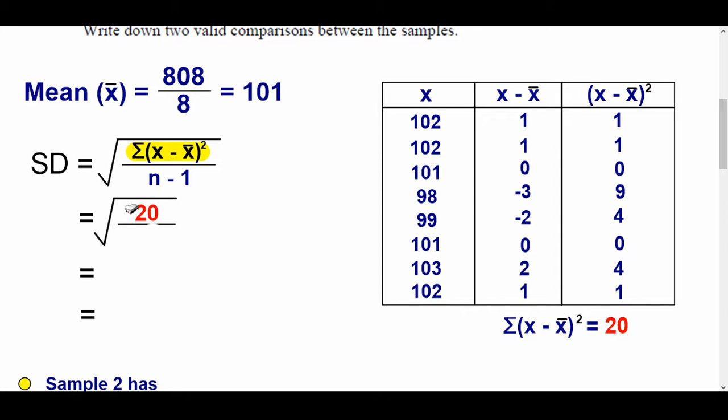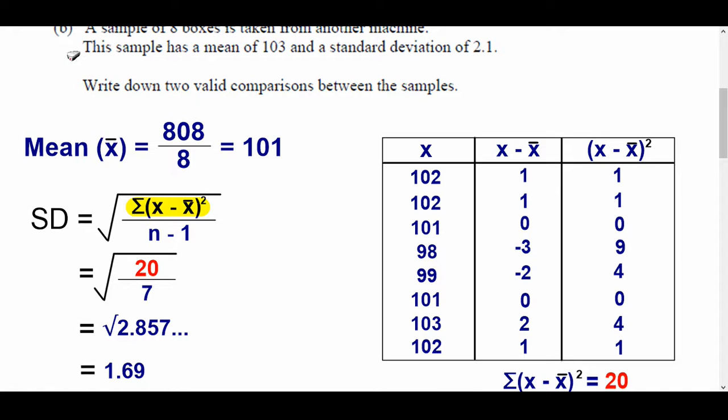So to get the standard deviation, we're doing the square root of 20 divided by how many numbers there are, take away 1. So there's 8 numbers here, you can see 1, 2, 3, 4, 5, 6, 7, 8. Take away 1 from that, you get 7. Do that calculation first. 20 divided by 7 will give you this. Just leave it in your calculator, hit the square root button to finally get 1.69, and that's your standard deviation.